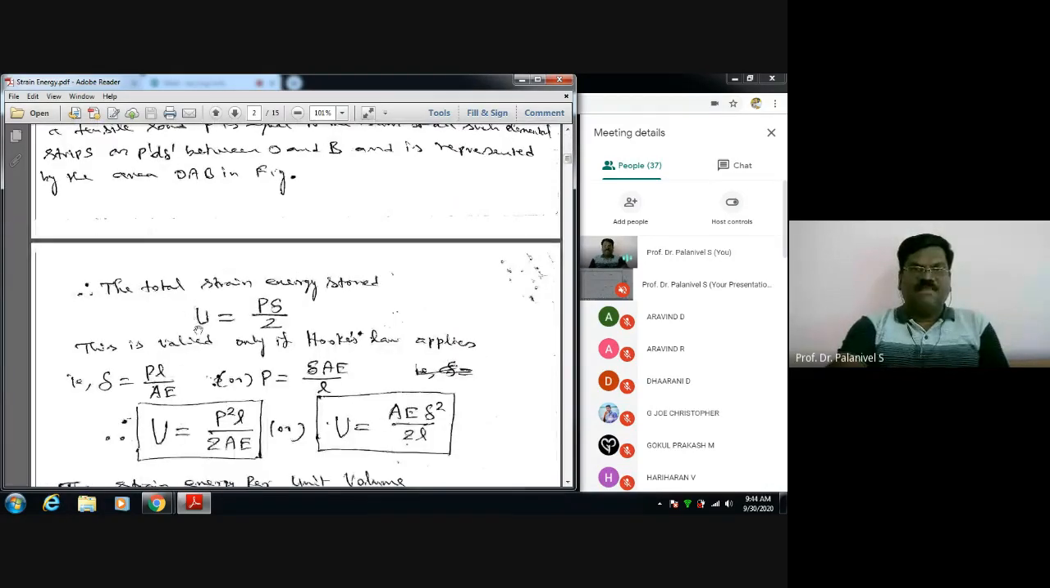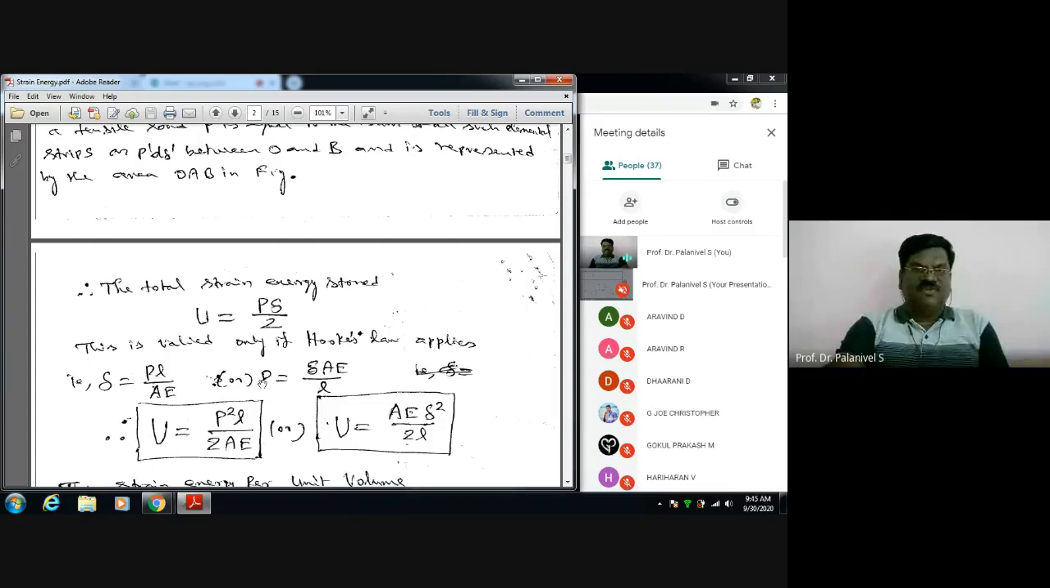We are using the notation capital U to represent total strain energy, in other words potential energy. The total strain energy is nothing but the potential energy stored in the bar. Keep it in mind: capital U is equal to P del divided by 2. This is valid only if Hooke's law applies. We also know that, within Hooke's law, the deformation in the bar del is equal to PL by AE, or from this I can write P is equal to del AE by L.